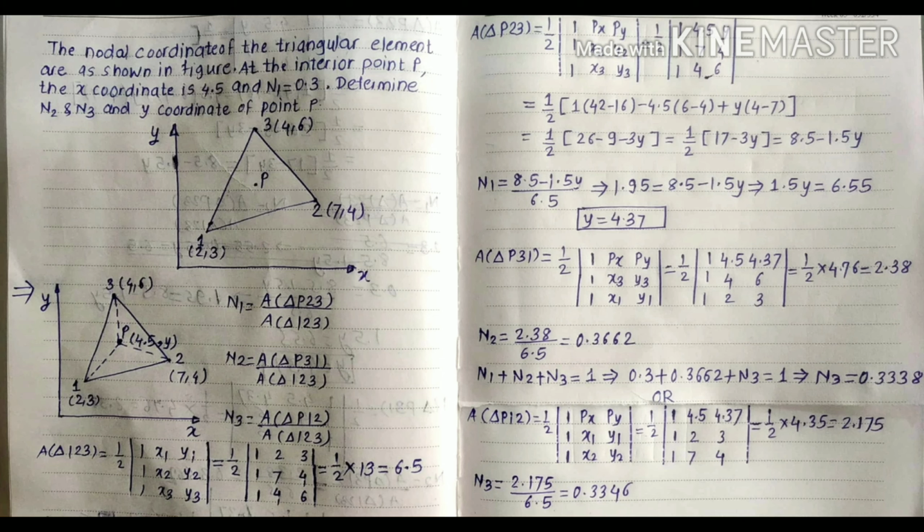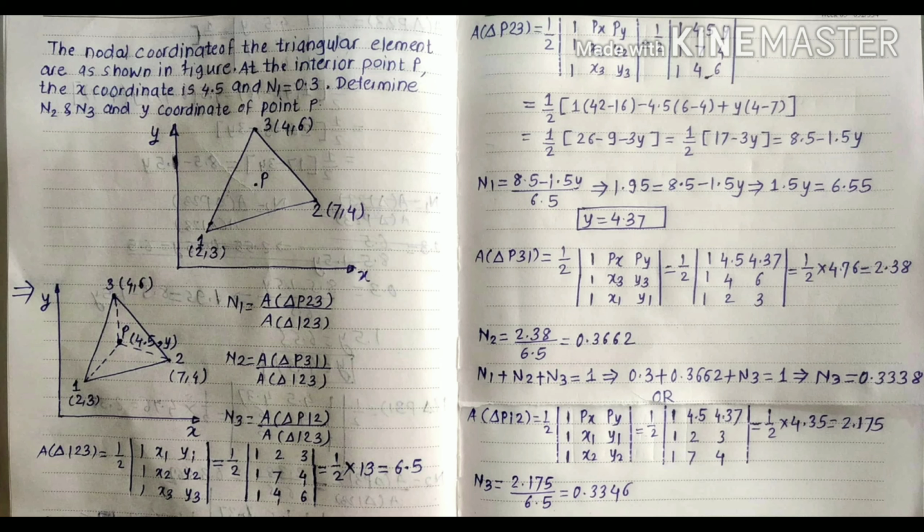Now I will first calculate the area of triangle 1, 2, 3. So area of triangle 1, 2, 3 is equal to 1 by 2 into mod of determinant 1 x1 y1, 1 x2 y2, 1 x3 y3. So is equal to 1 by 2 into mod of 1 2 3, 1 7 4, 1 4 6. So is equal to 1 by 2 into 13. So is equal to 6.5.